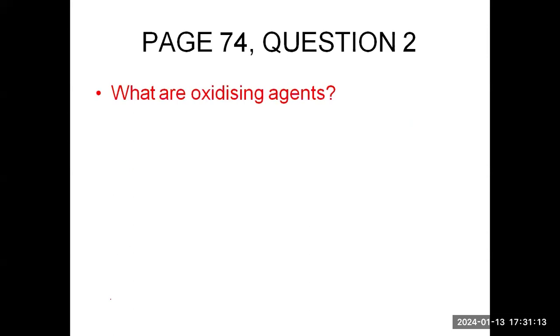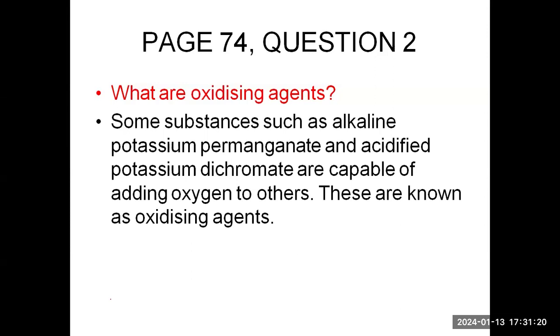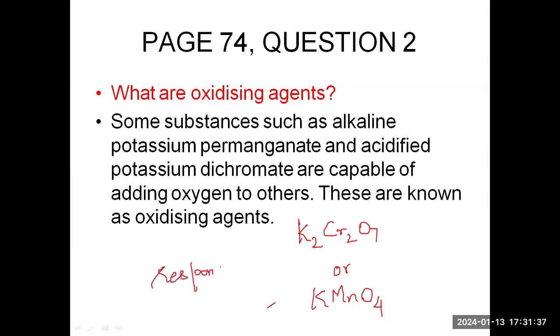Now let us go to the next one. What are oxidizing agents? Oxidizing agents are the ones which are responsible for the oxidation. Like in the previous slide, we saw K2Cr2O7 or KMnO4. They were responsible for the oxidation of C2H5OH, so they are called oxidizing agents. Like a ticket agent is responsible for getting the tickets done for us, similarly, an oxidizing agent is responsible for oxidation.